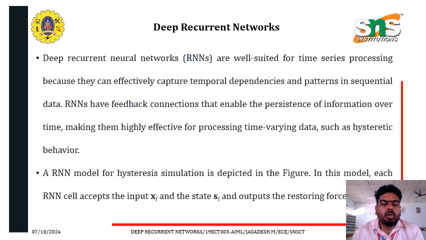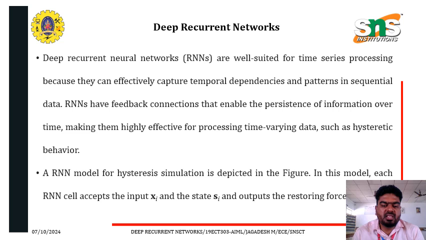Deep recurrent neural networks are well suited for time series processing because they can effectively capture temporal dependencies and patterns in the sequential data. RNNs have feedback connections that enable the persistence of information over time, making them highly effective for processing time-varying data such as hysteretic behavior.